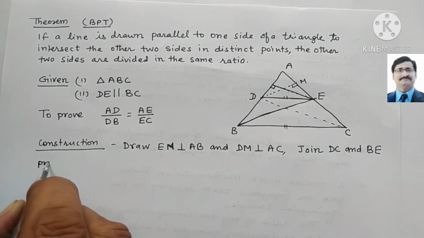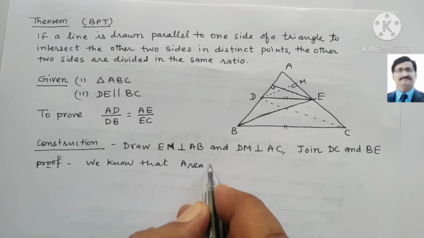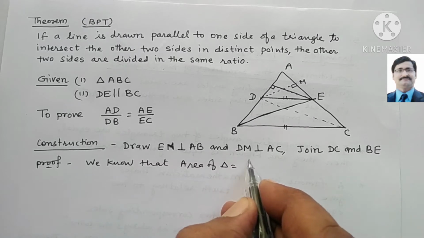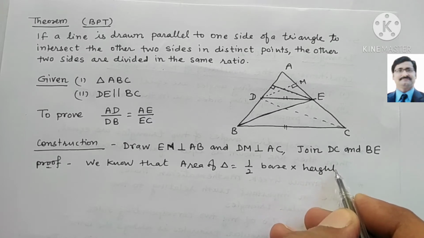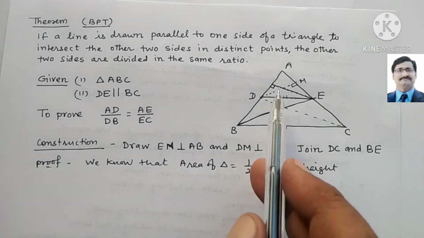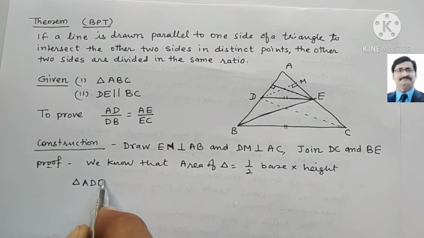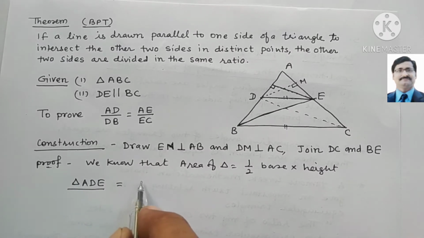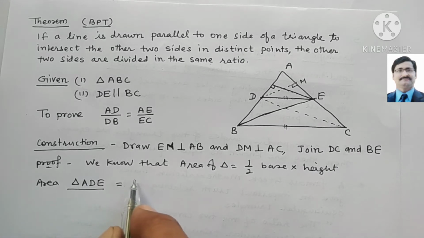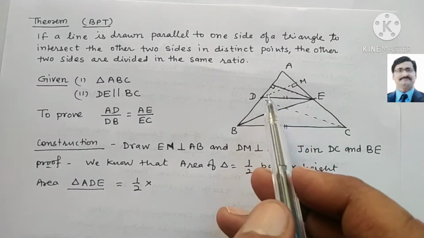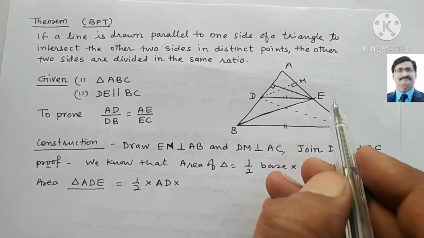Now we will write here proof. We know that area of triangle equals 1 upon 2 base into height. So first of all we will take triangle ADE. Area of triangle ADE equals 1 upon 2 base, we will take AD. If we take base as AD, then the perpendicular will be EN.